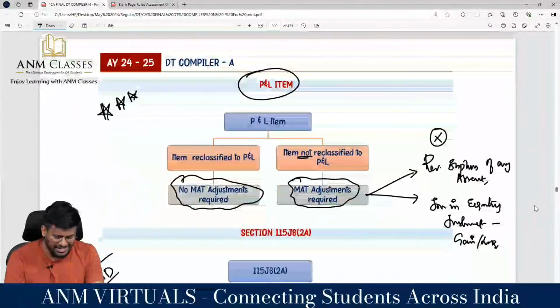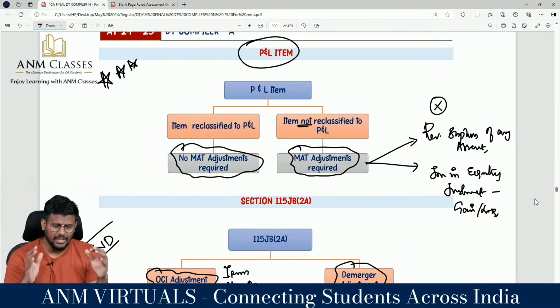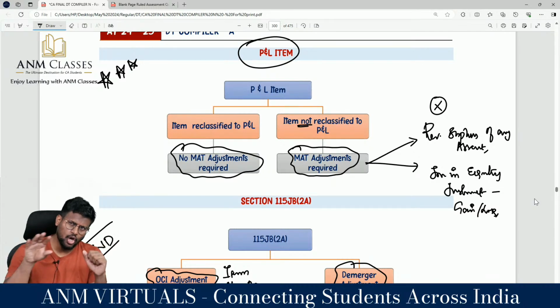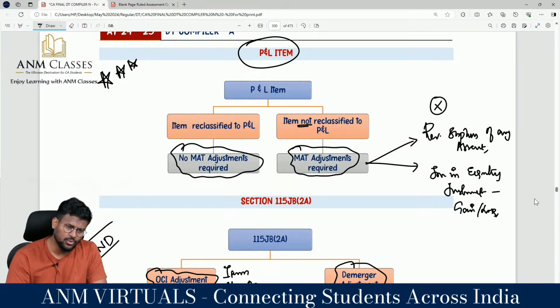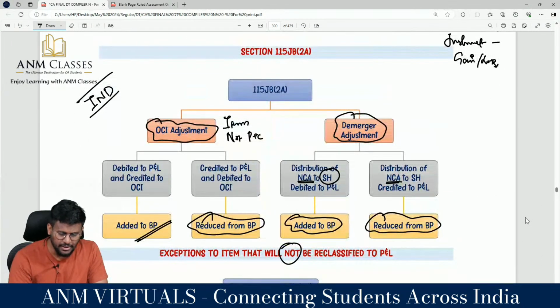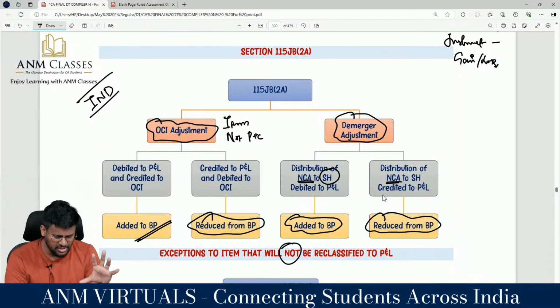The summary of the last class discussion is, you have to see the P&L account. In that P&L account, 2 items will be there: items reclassified to P&L, and items not reclassified to P&L. If any item is reclassified to P&L, ignore it. No MAT adjustment is required, because automatically it will be reclassified to P&L in a future year. Whereas for items not reclassified to P&L, MAT adjustment is required, because if we miss it now, we will not have a chance to tax it. 115 JB subsection 2A, annual adjustment.